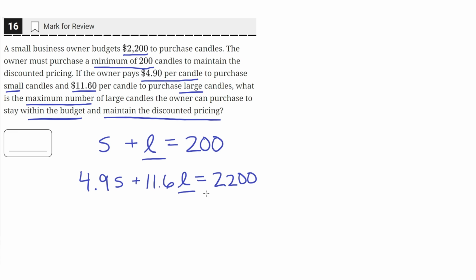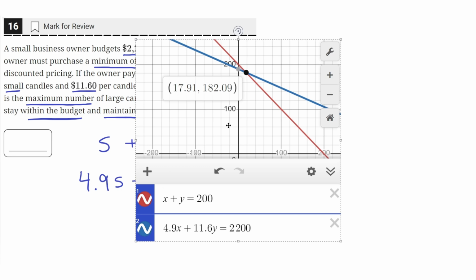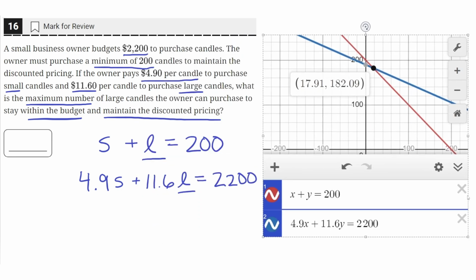Okay, so you could solve this by hand for L, but it would be easier to just use the Desmos graphing calculator. So here I've graphed the two equations. X is just the number of small candles, and Y is just the number of large candles.